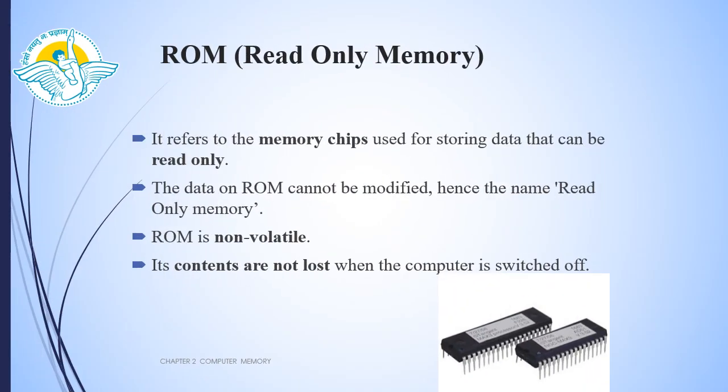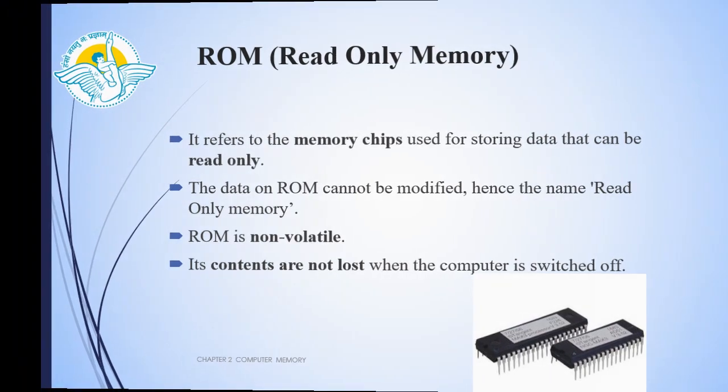The second example of primary memory is ROM. The full form is read-only memory. It refers to the memory chips used for storing data that can be read only. The data on ROM cannot be modified, hence the name read-only memory. ROM is non-volatile. Its contents are not lost when the computer is switched off.